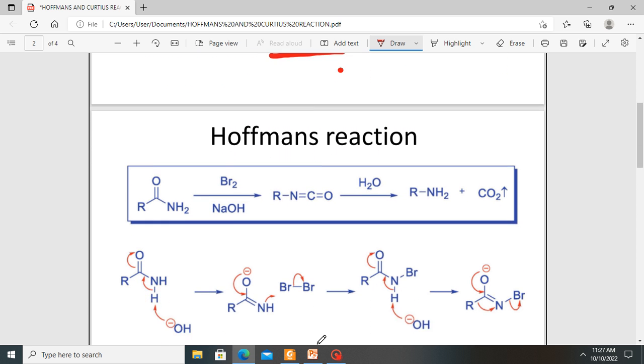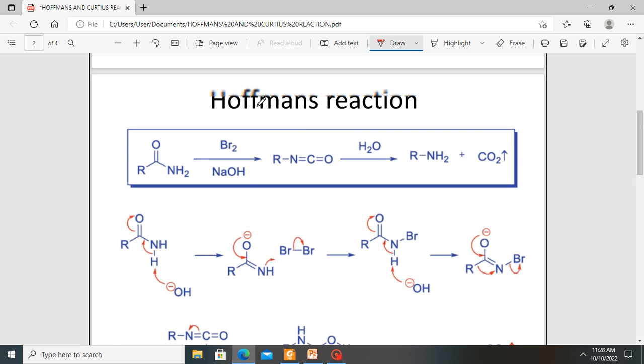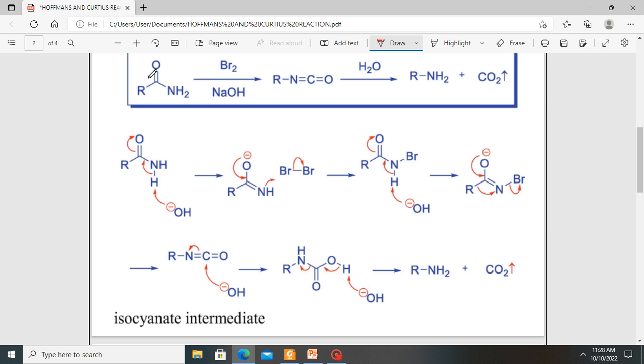Okay, so let's look at the Hoffman's reaction mechanism. As we said earlier, the Hoffman reaction involves treating an amide with an alkaline solution of bromine to produce an intermediate isocyanate, which undergoes hydrolysis to produce an amine and carbon dioxide. So this is how the mechanism goes.